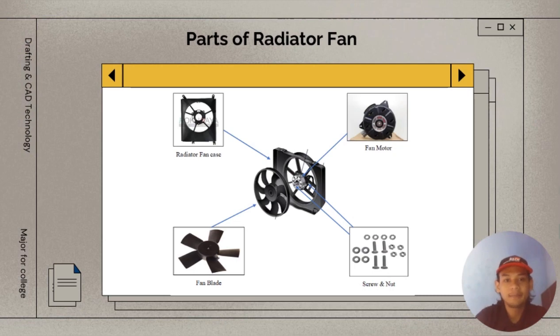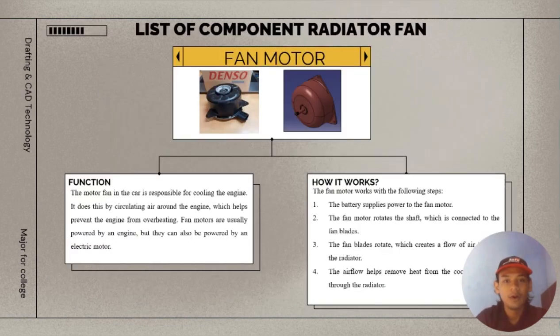Okay, these are the parts of the radiator fan. We have a radiator fan case, fan motor, screw and nut, and fan blade. Okay, now I will show you the list of components of the radiator fan. The fan motor is the motor fan in the car responsible for cooling the engine.